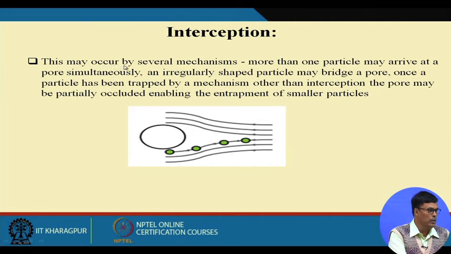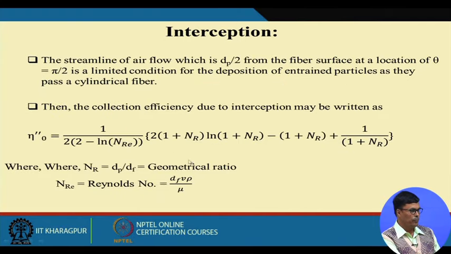So this occurs by several mechanisms. More than one particle may arrive at a pore simultaneously, and irregularly shaped particles may breach a pore. And once a particle has been trapped by a mechanism other than interception, the pore may be partially occluded, enabling the entrapping of smaller particles. So this is a problem that we have. Now the collection efficiency due to interception is expressed like this.